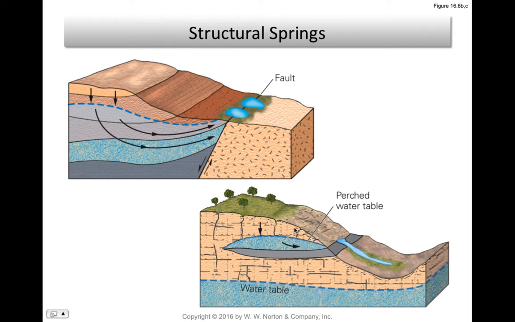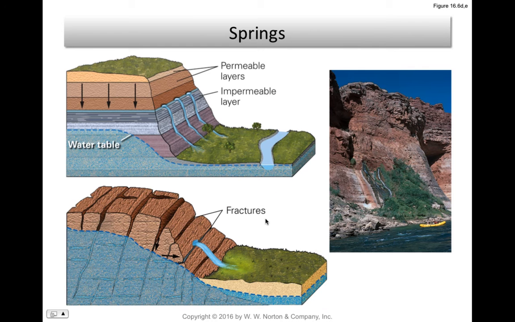Then when we look at the perched water table, we've already mentioned this one before. And then here's an example where there's an impermeable layer here that's horizontal, and the percolation cannot penetrate this, so it moves horizontally and produces these springs along a cliff face. So this is common to the Grand Canyon. Here are fractures, right? So these joint fractures that intersect the ground surface.